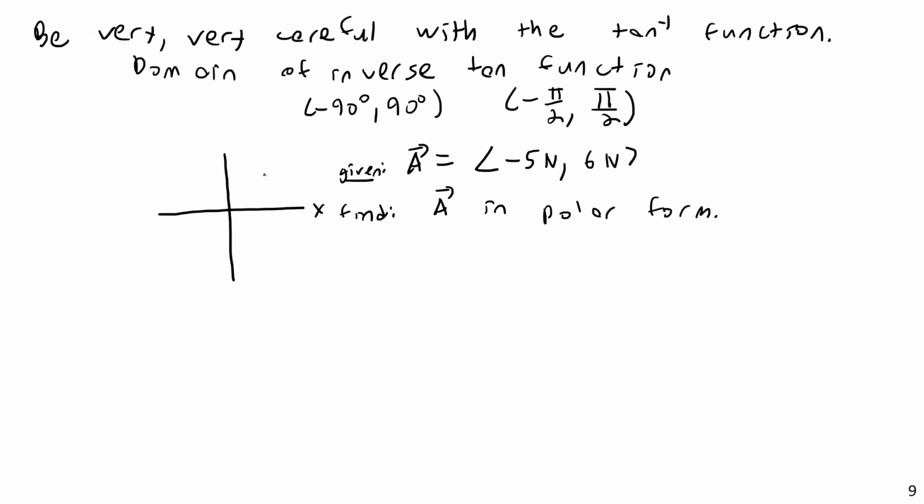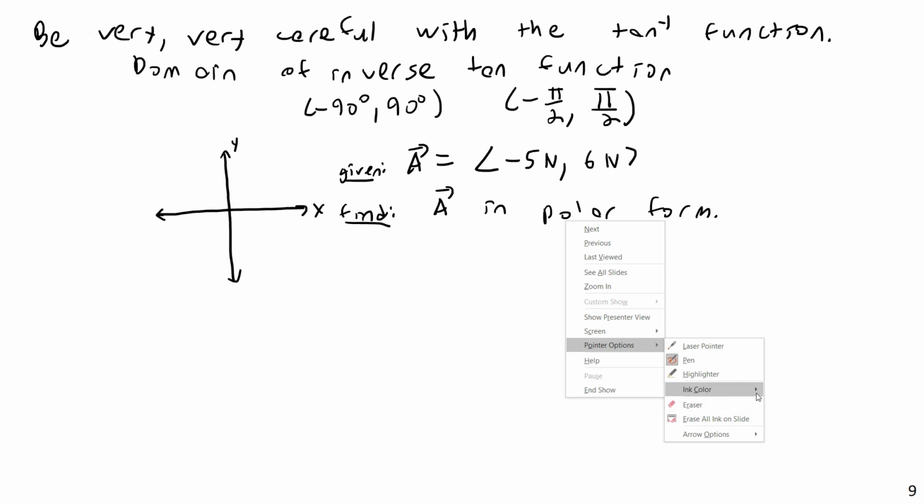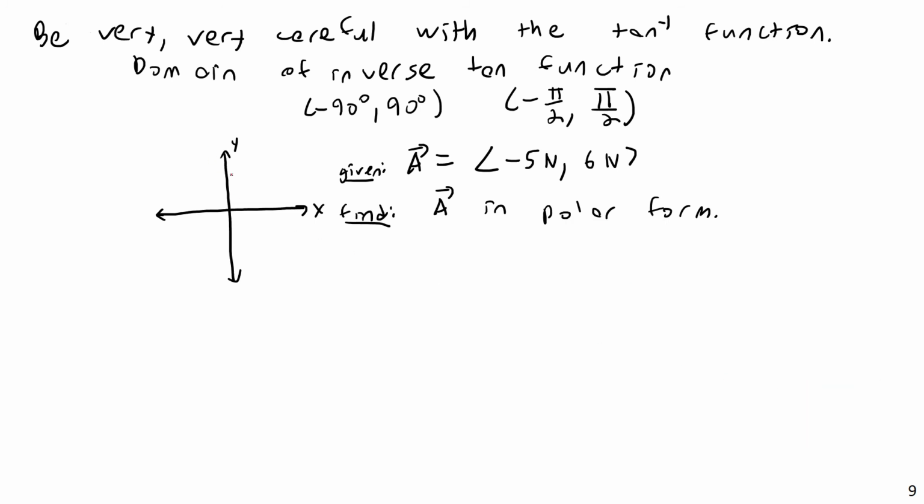And let's say I have my x and my y-axis here, and some nice axis arrowheads. So I want to find vector A in polar form. Now, let me go ahead and plot out these components. So -5 and 6. Well, if I were to draw these out head to tail, I would have the x component like this. Here's the -5, and then upward 6.